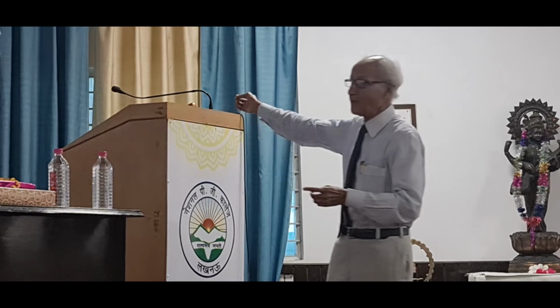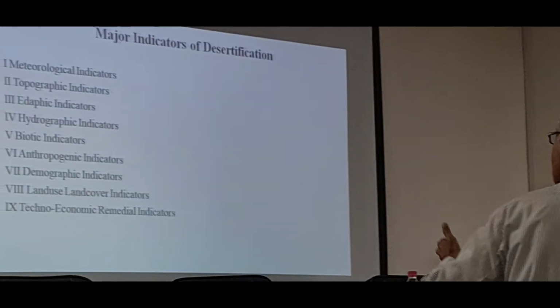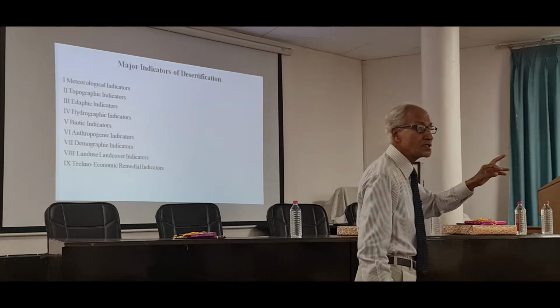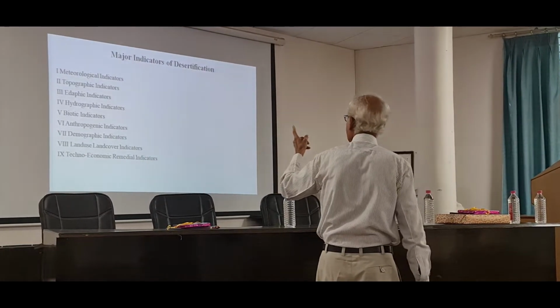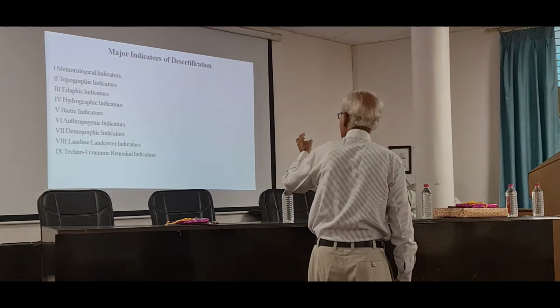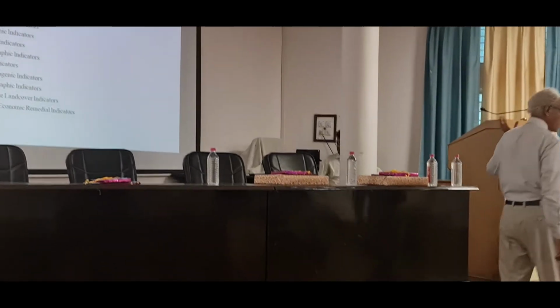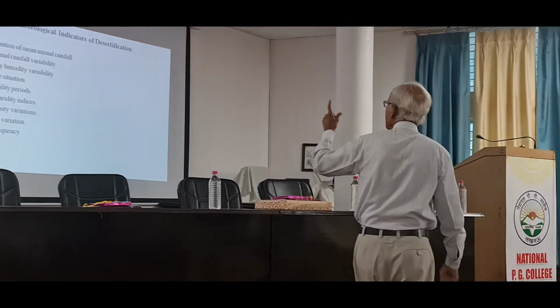I have taken the watch from my esteemed colleague and I have myself come off the watch. Major indicators of desertification, what are the measures to gauge it? Meteorological indicators, topographic, edaphic, pertaining to soil, hydrographic conditions, the surface water, biotic indicators, flora and fauna, anthropogenic indicators, mass, technology and socio-economic conditions, demographic indicators, land use and land cover indications, and techno-economic related indicators.